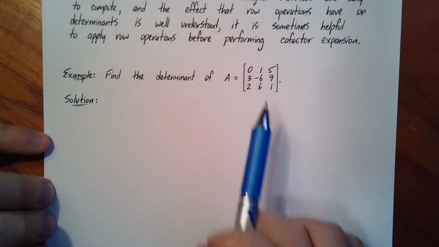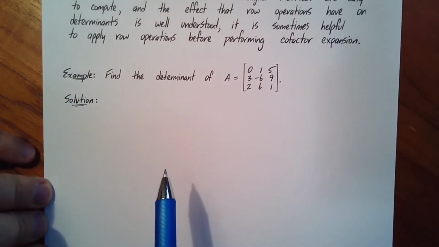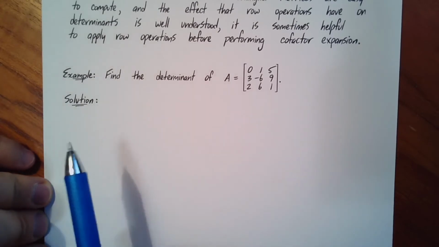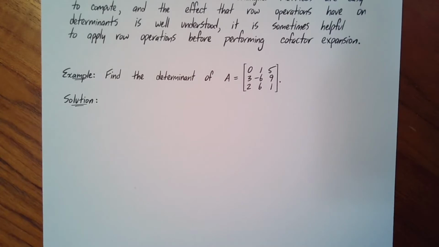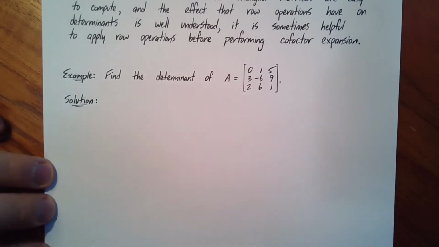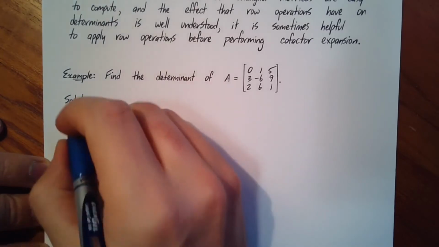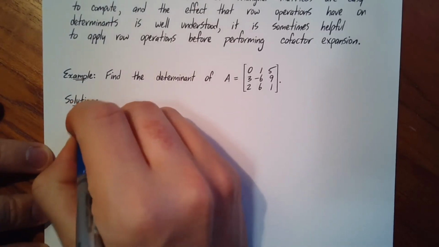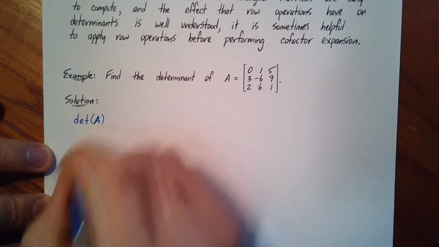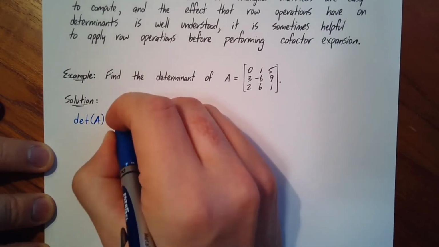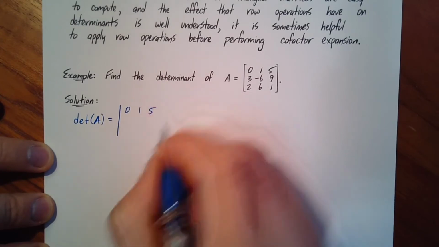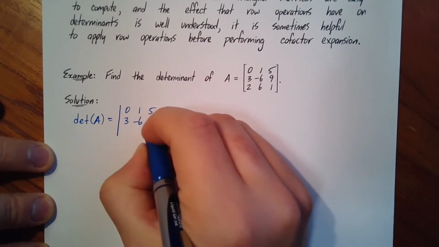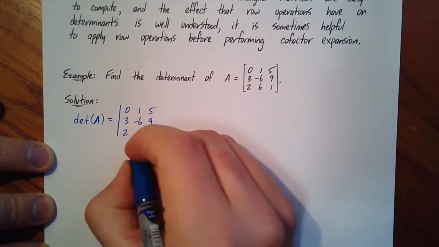So we've got a 3 by 3 matrix and we want to find its determinant. Okay, now we could certainly do cofactor expansion. We could pick a row or a column and just do cofactor expansion. It's only a 3 by 3 matrix. That would be completely reasonable. But let's do some row operations instead, just to illustrate this technique. So we want to calculate the determinant of the matrix A. And the first thing I'm going to do is just shift notation a little bit. I'm going to change this to 0, 1, 5, 3, negative 6, 9, and then 2, 6, 1.